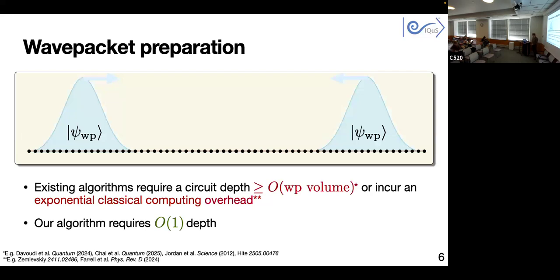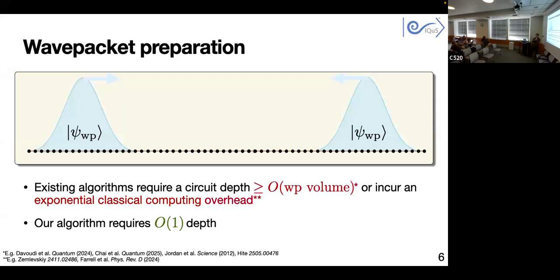So a quantum simulation of scattering starts by preparing particles, wave packets. There have been many algorithms targeting this kind of wave packet preparation procedure to date. The main problem with most of them is that they require a circuit depth that scales with the wave packet volume, or at least linearly with the wave packet volume, or even higher than that.